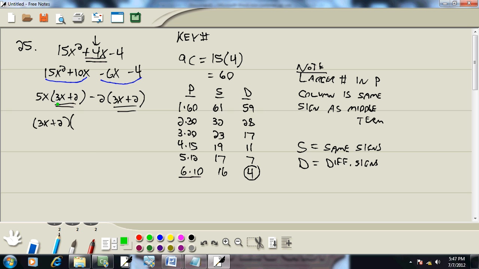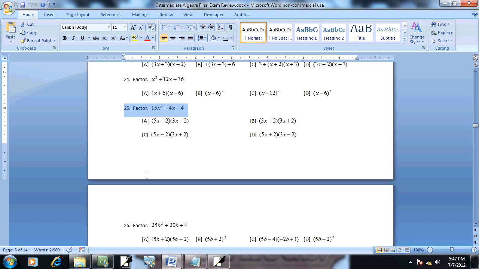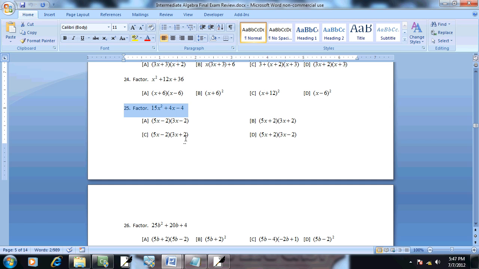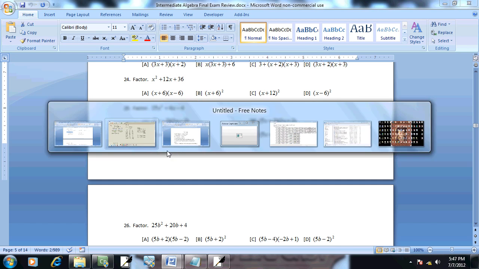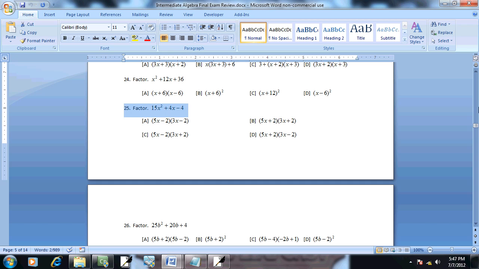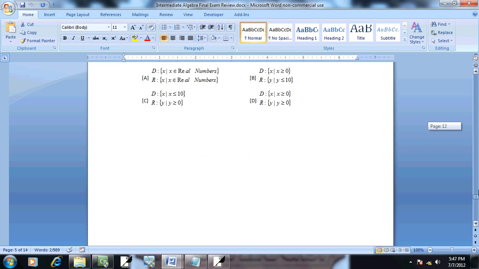And you can cross out the 3x plus 2's here to see what goes in your second set of parentheses. What isn't crossed out will go here, which is 5x minus 2. Now let's see which one that matches. Looks like they have it flipped around. They have the 5x minus 2 first, but that's okay. Multiplication is commutative. Looks like C would be our answer. So 25C. That checks.